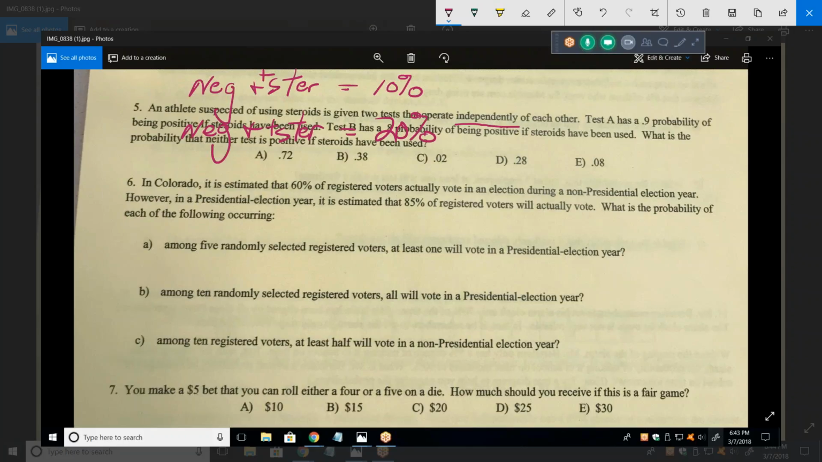Now, what's the probability that neither test is positive, which means negative and negative, if steroids have been used? Well, that would have to be true, and that would have to be true. So what do I do to those two numbers? When two things both have to be true and they're independent of one another, you just multiply them together, right? Multiply. Okay.